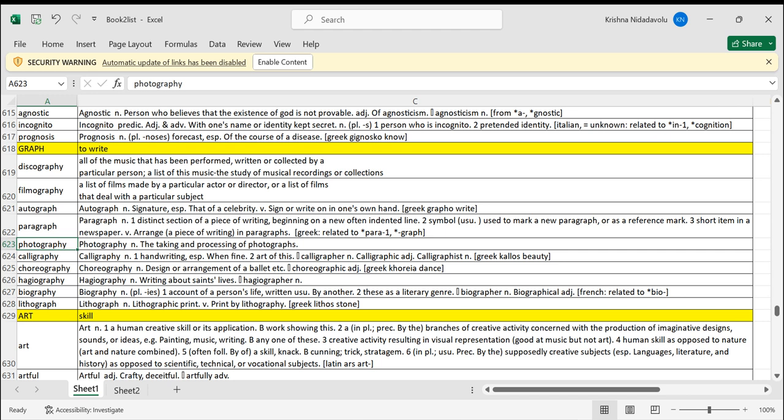Calligraphy. Graphy is writing. Calligraphy is the art of producing beautiful handwriting. Very beautiful handwriting. Kali is beauty. Even in Bengal, in Sanskrit, Kali is beauty, right? Kali Mata. Kali in Greek is also beautiful. Calligraphy is beautiful handwriting.